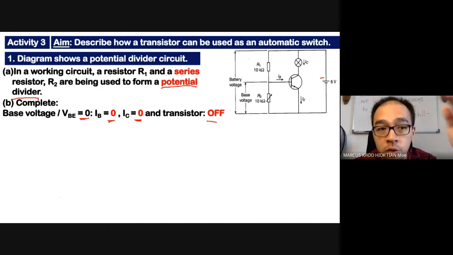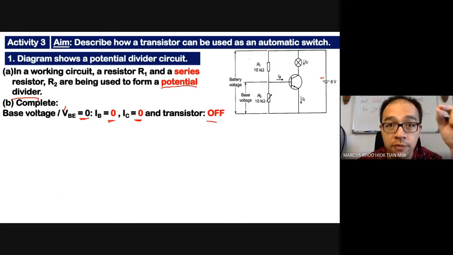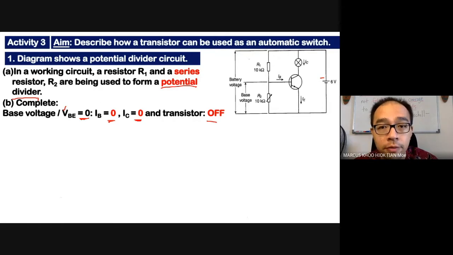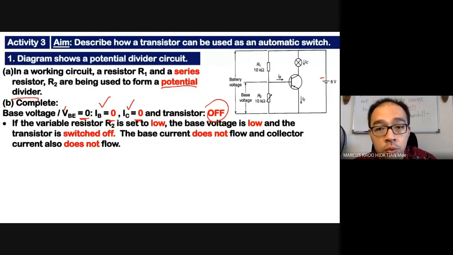Okay, kita fahami ini dulu. Because remember, as I said, transistor can only switch on sekiranya the base voltage is bigger than the junction voltage. But now our base voltage is 0, lagi lah. It's definitely much less than the junction voltage. So no current flows in the base, no current flows in the collector, and therefore the transistor is switched off. Okay, so if the variable R2 is set to low, the base voltage is low and the transistor is switched off. The base current does not flow and the collector current also does not flow.